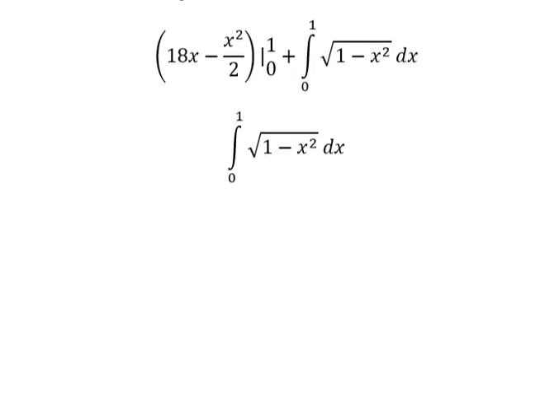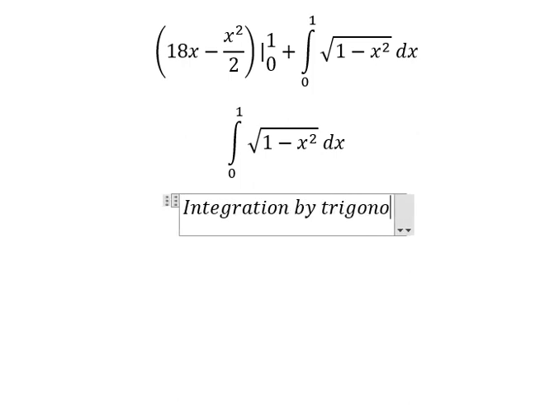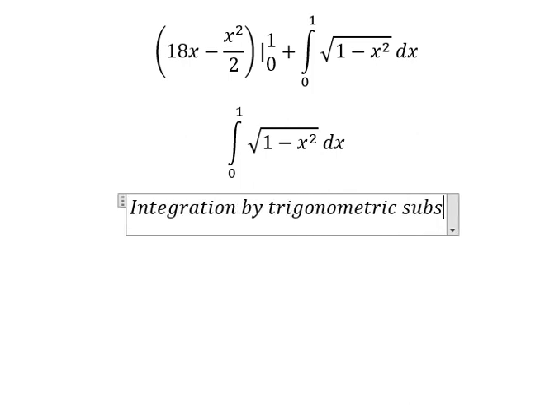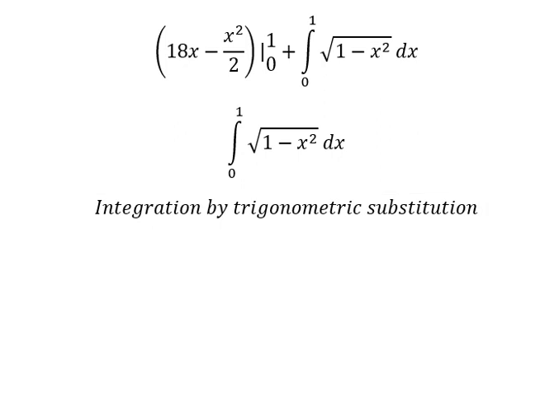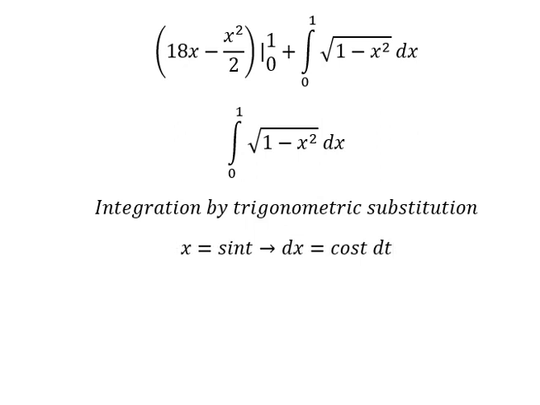So for this one, we can use integration by trigonometric substitution. So I will put x equals sine t. After that, we need to do first the derivative for both sides, and we have cosine t dt. Next, we need to change the bounds.